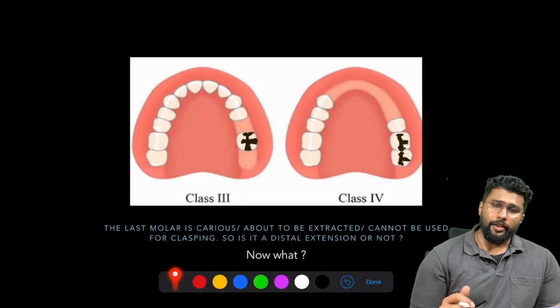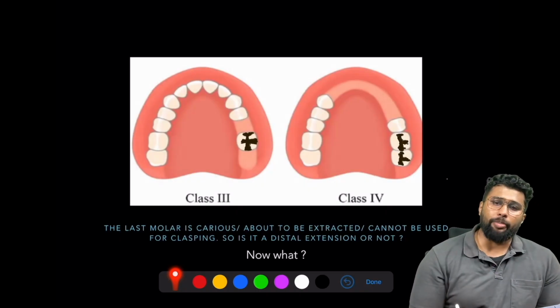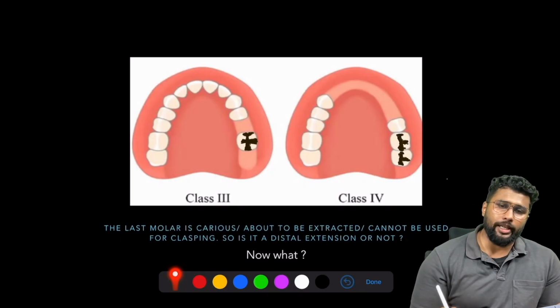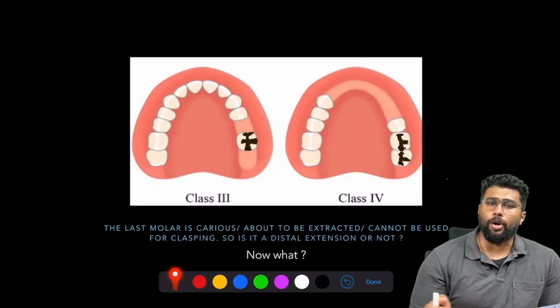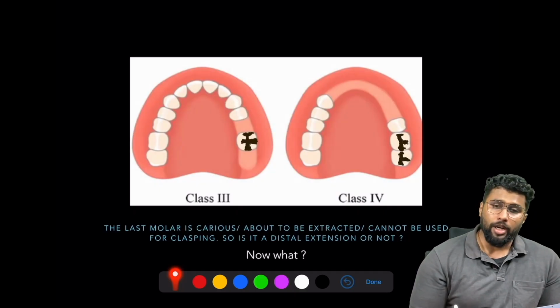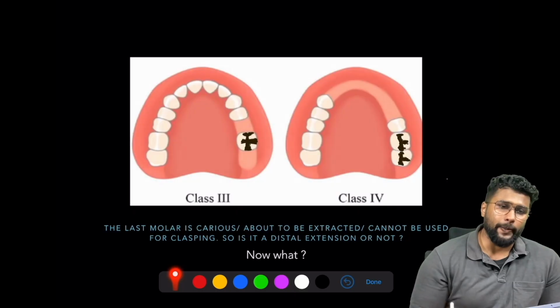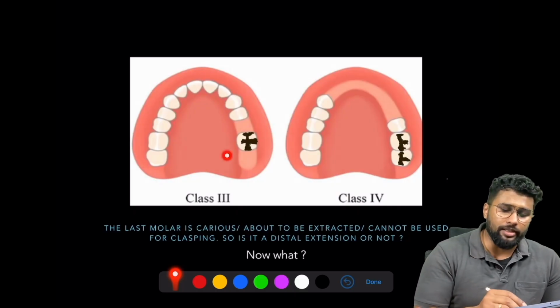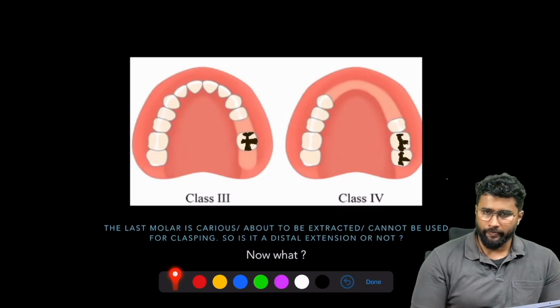Now, we take it back to the previous question. The last molar in a class 3 situation is carious, cannot be used, or is about to be extracted. Now, what do you do? Does it still remain a class 3? Or if I don't extract it but I still don't use it, will I have the benefit of this distal abutment in my particular case?